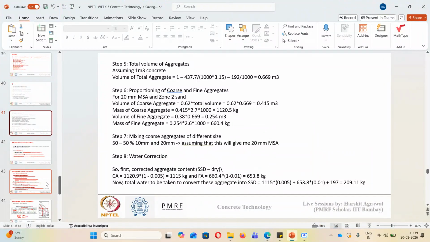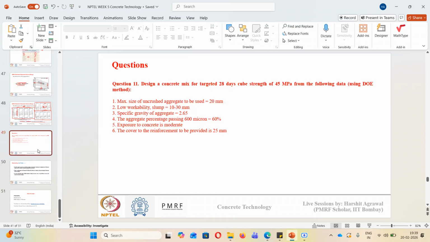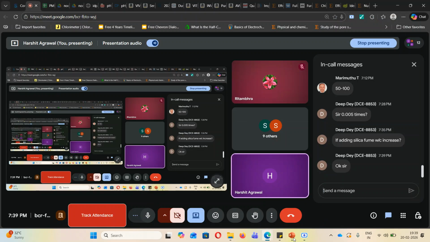Just think how you will go along with this mixture design, and if you have any doubt regarding the DOE method, just ask now. I will mute myself for a couple of minutes, and then we'll see the solution for this question. In the meantime, if you have any doubt, you can post in the message chat box.